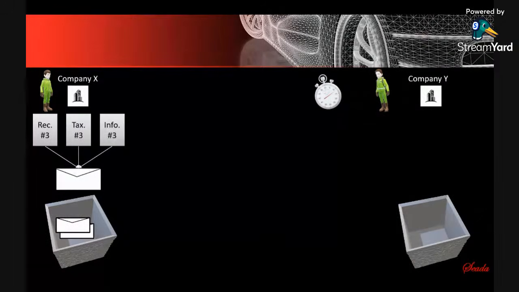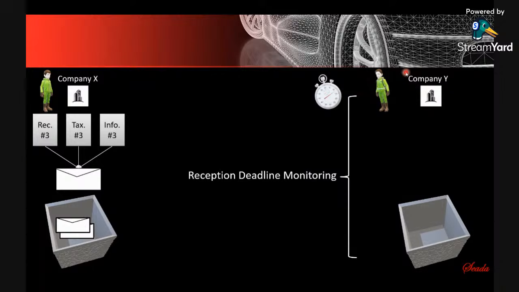Okay, and this concept I will call reception deadline monitoring, because this guy from company Y was expecting to receive these messages and this letter in the third week. However, in this period of time he didn't receive anything, and this is a very important concept. What is his behavior here? He went to his manager directly and informed him that he didn't receive the messages which should have been received in the third week. Okay, this is reception deadline monitoring.